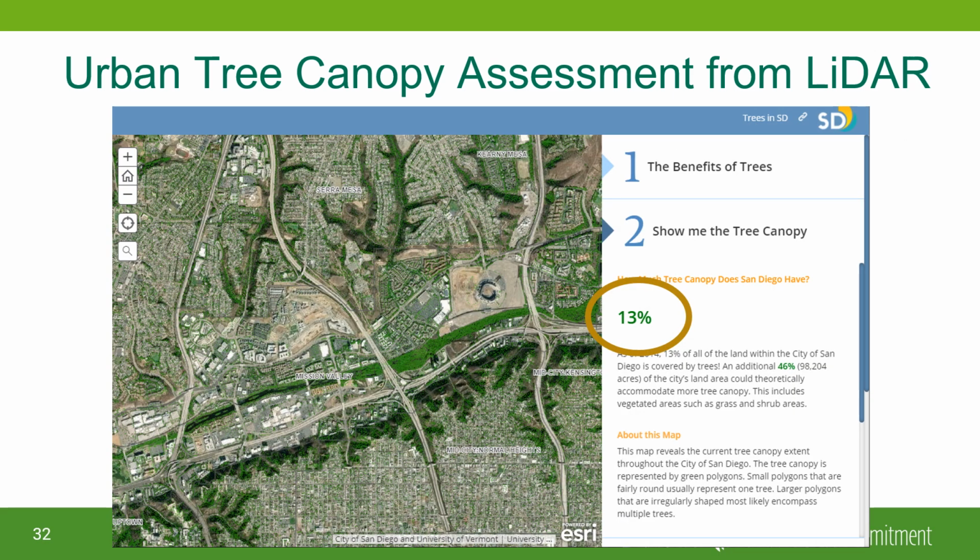The City of San Diego had 2014 LiDAR data, and it was processed to calculate 7 land cover types for each parcel. Tree canopy is displayed on the city's map platform, and average tree cover was calculated as 13%.